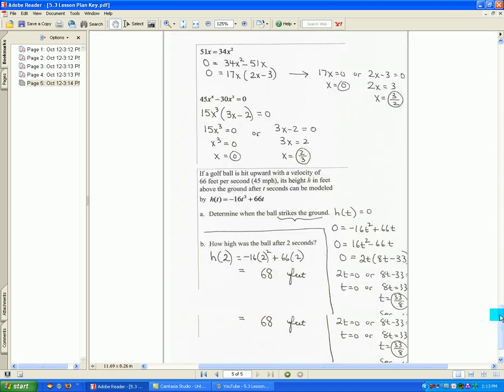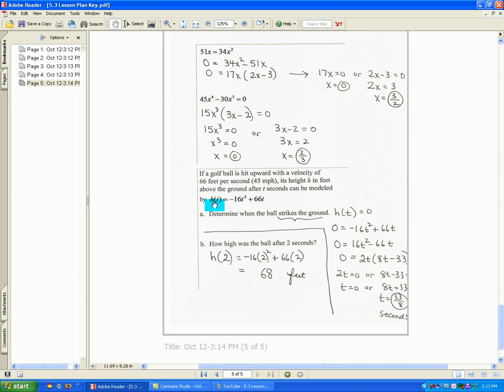My last problem is an application problem. This function is sometimes referred to as a position function. T represents time in seconds after an object has been thrown upward. H of t represents the height. Okay, let's actually start with part B because that's the easier part.